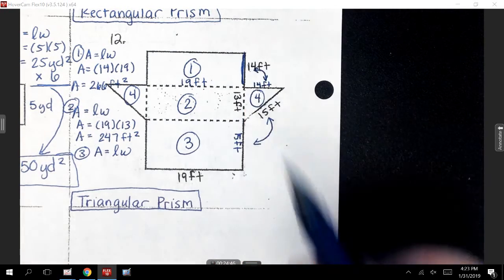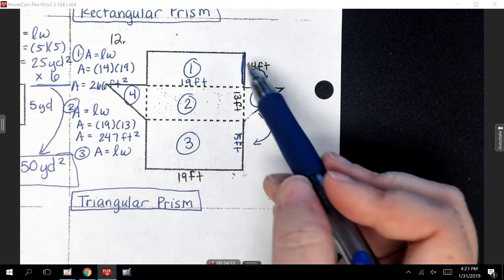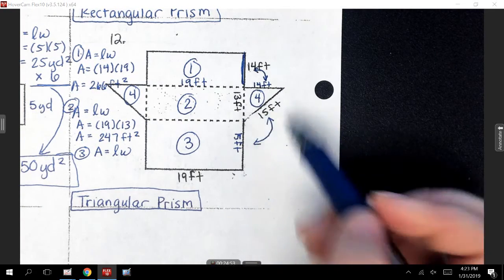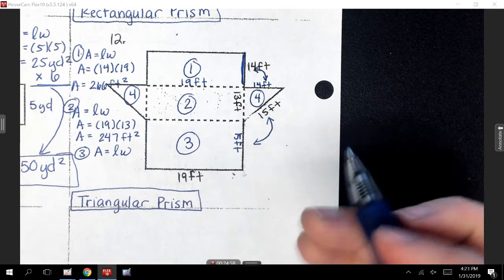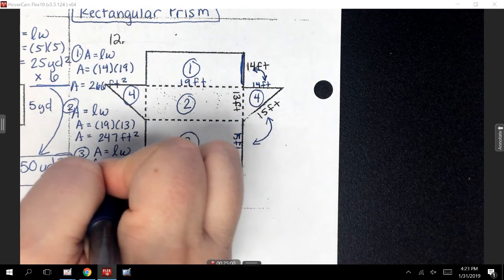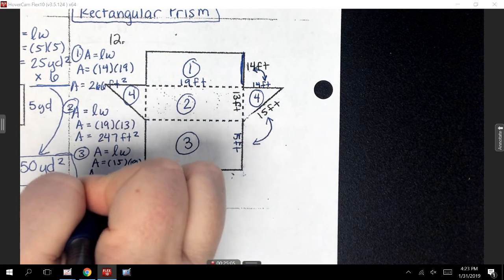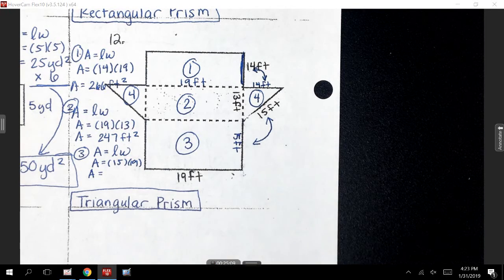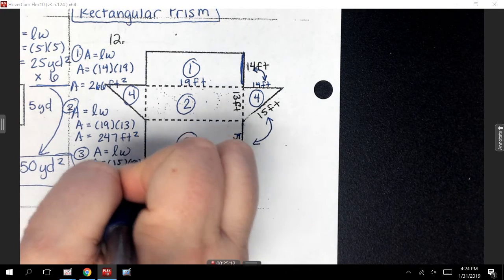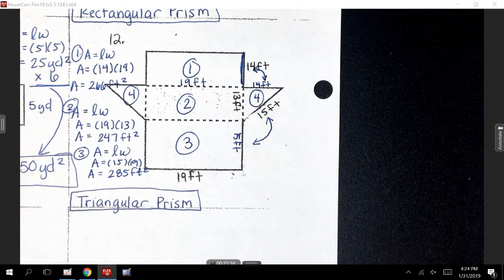So if you wanted more numbers on that triangle, which we'll need in a minute, remember, these all fold up. So my sides fold up, which is why we have different measurements. So here we have our 15. Sorry, I'm rambling. All right, so 15 and 19 are going to be my numbers here. Area equals 15 times 19, which is going to give me 285 feet squared.